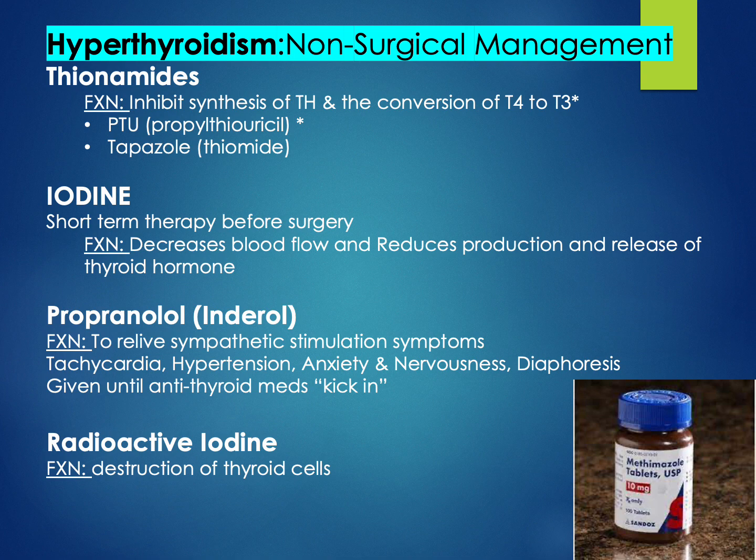Beta blockers, propranolol is an example, Inderal. Beta blockers can be used to help control the adrenergic signs and symptoms, especially in the early stages of treatment, before the antithyroid drugs start taking effect. These drugs block the effects of thyroid hormone on the sympathetic nervous system receptors in the heart, so they decrease myocardial oxygen demands.